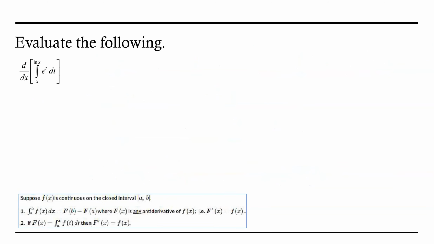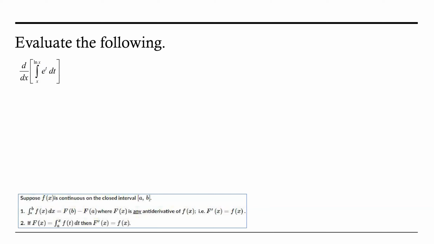Now, let's look at a second example. In this case, we are looking at the derivative of the integral from x to natural log of x, e to the t dt. Now, keep in mind that our integrand, this function right here, is continuous on any interval. The exponential function e to the t is continuous everywhere. So that part is good.